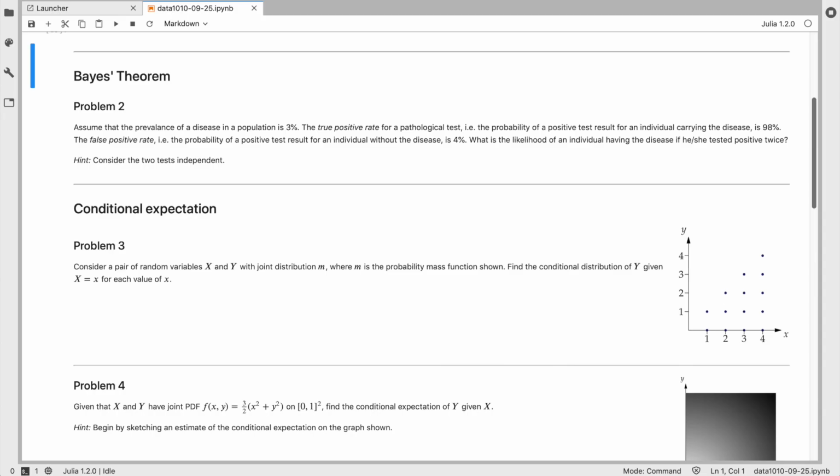This second problem is another conditional probability problem. It's driving at the question of how we should update a probability measure based on partial information. For example, suppose that the prevalence of a disease in a population is 3%. Then before you have any information, your probability of having the disease would be 3%. There's an effective test for determining whether you have the disease, which is 98% effective in the sense that if you have the disease, your probability of testing positive is 98%. And if you don't have the disease, your probability of testing negative is 96%. So the question is, if you test positive for this disease twice, how sure are you that you have the disease?